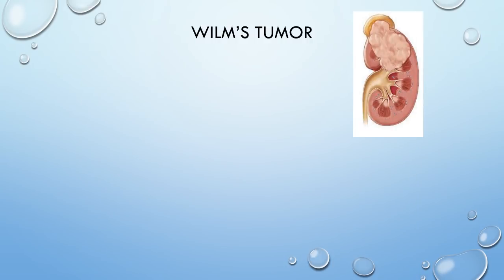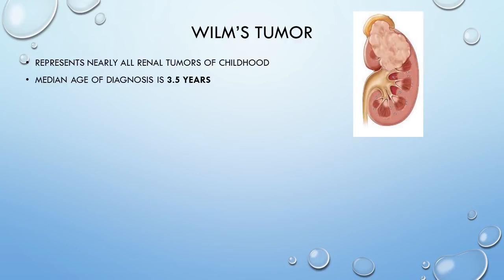And then finally, Wilms tumor. It represents nearly all renal tumors of childhood. The mean age of diagnosis is 3.5 years. My mnemonic for that is, if you take the W and turn it on its side, it looks like the number 3. So typically we see this at age 3.